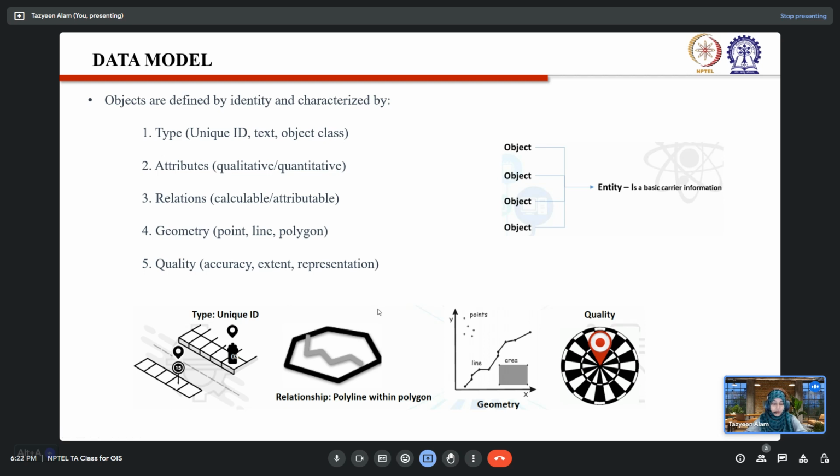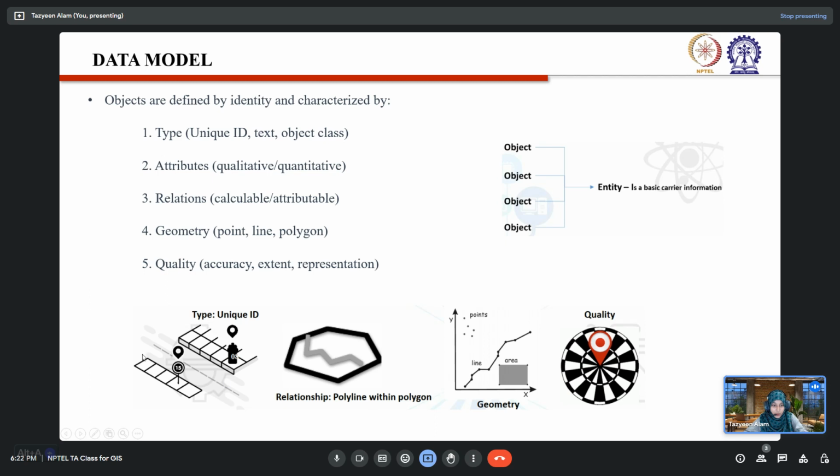Now, the quality of any object is very important, just like the quality of the database is important. What does it mean? It means how accurate your object identification or object characterization is, to what extent, and how it is being represented. So, for example, if we come back to the pond example, how accurately do your pond geometry, pond relation, and typology represent the real world pond that is there? So the quality of your entities also matters a lot.